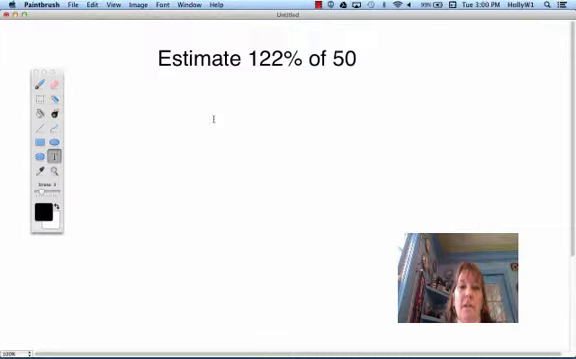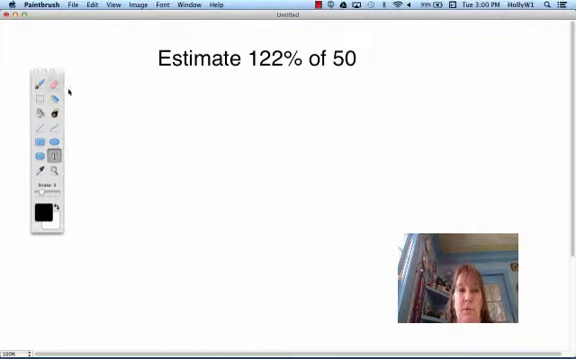So let's start off with estimating 122% of 50. Remember, estimating is just coming up with a close estimate of what something is. You don't have to know exactly what it is, and it's okay to not know exactly. Sometimes estimation is good enough. So we're going to start with estimating 122%.